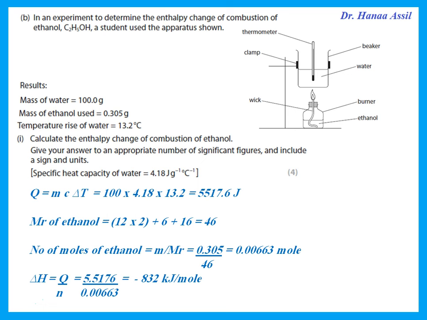So this is now 5.5176 divided by the number of moles. This gives you a certain number. Remember that this is combustion of an alcohol. Combustion of an alcohol is exothermic, so you have to put a minus sign. So this is a negative number. So my delta H is minus 832.